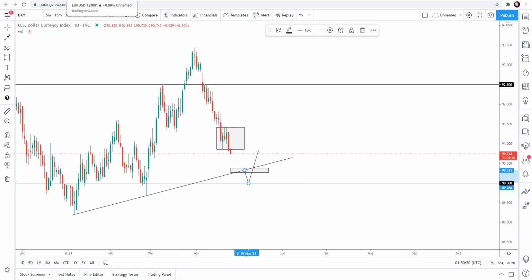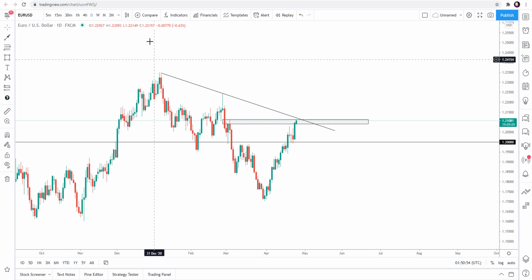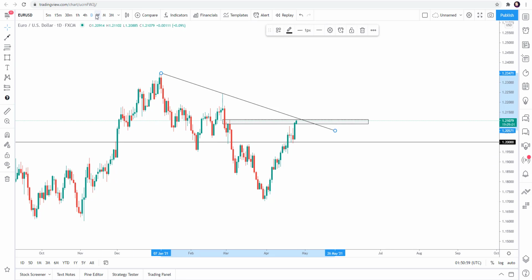Excuse me. If we go to Euro USD, it is clear now. Let's go to the weekly.